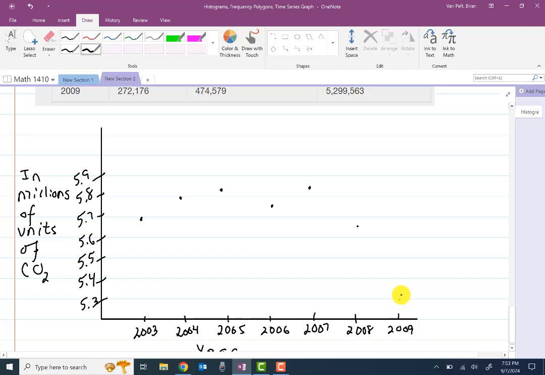So then I've got all my dots, and then what you do is you just connect them with straight lines. You do not need to do like I did before and end it at 0 or make it go down to the x-axis. You can just leave this one up like that, but you still connect it with straight lines. And there we have a time series graph.